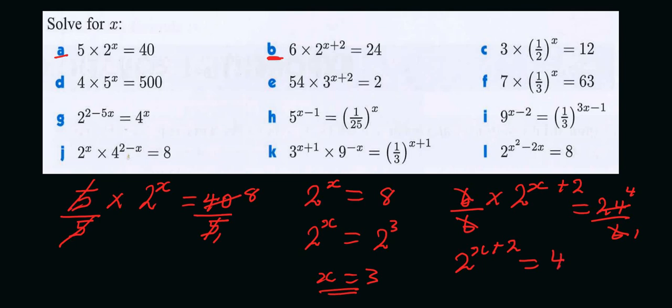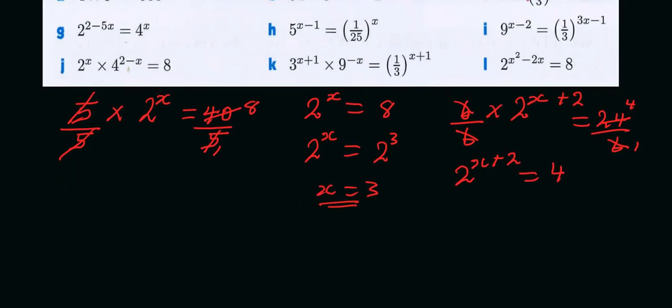Next is to try to have the same base on both sides. The base on the left side is 2, so the base on the right will become 2 to the power of 2. Now you can see that we have the same base on both sides, so we can equate the exponents. So x plus 2 is equal to 2.